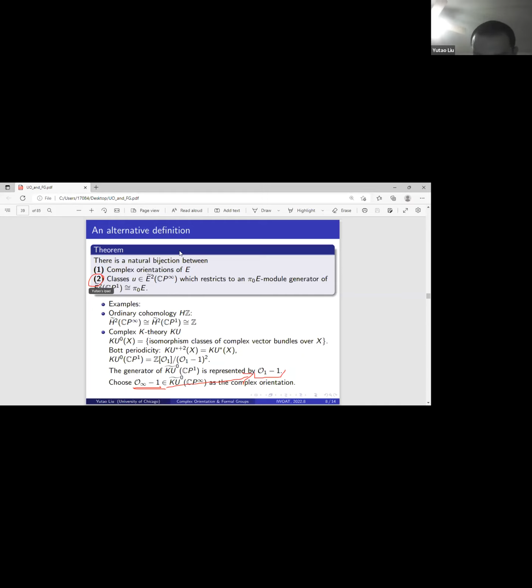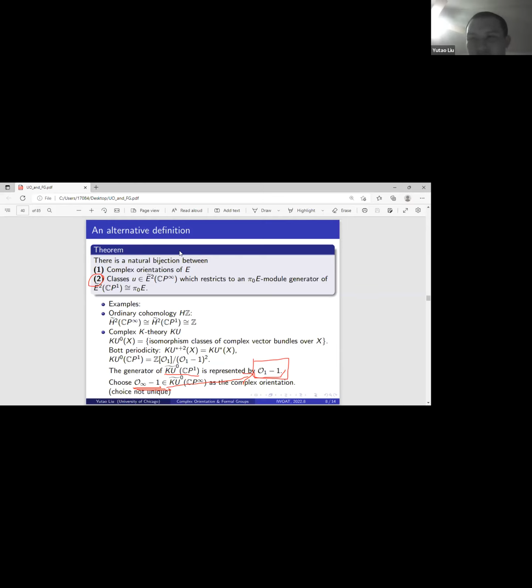So the KU cohomology of CP1 is generated by this special element, and here we choose one element in KU cohomology of CP infinity whose restriction agrees with this special element. In other words, we actually define a complex orientation on the complex K-theory KU. This one is the most canonical choice. Clearly, there can be other choices which have the same restriction.